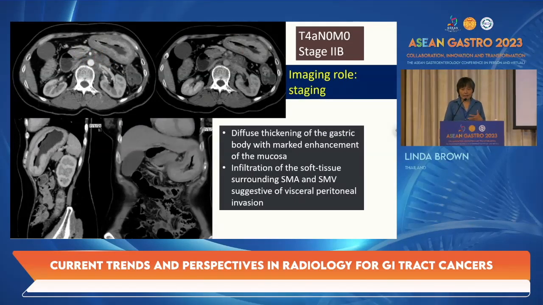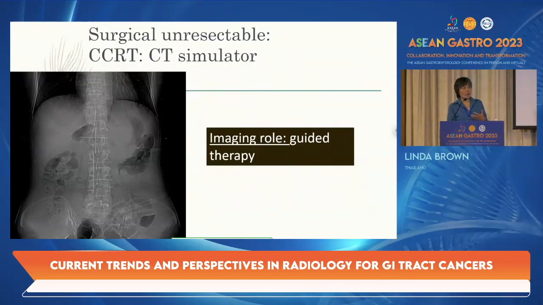So based on this information from CT, we can tell that this is a T4a lesion because there is already visceral peritoneal invasion. There is no node, there's no metastasis. So it's a T4a N0 M0 lesion. Because of the T4a lesion, it is considered surgically unresectable, and treatment is chemoradiation therapy. Again, CT is used as a guide for radiation treatment.